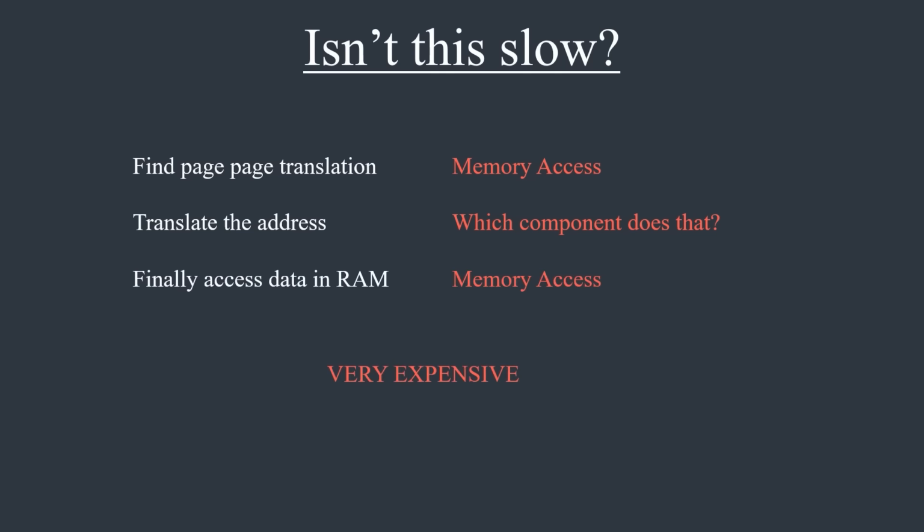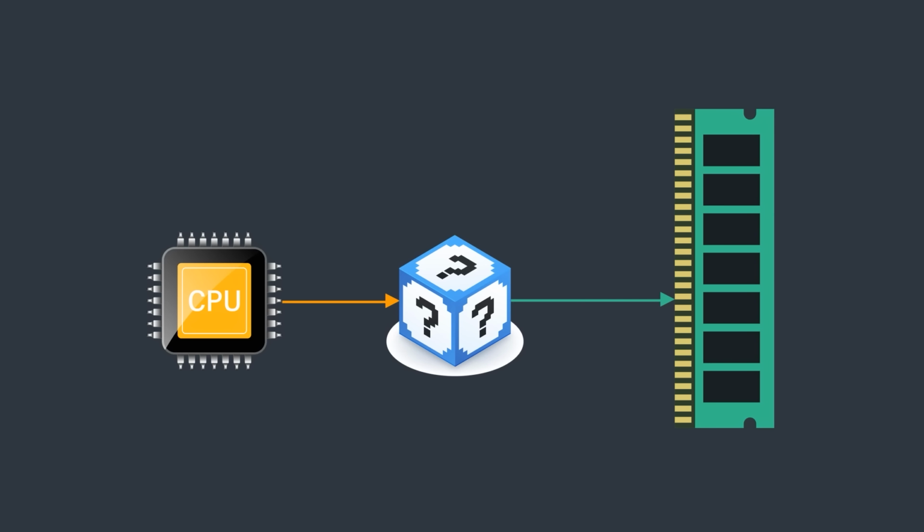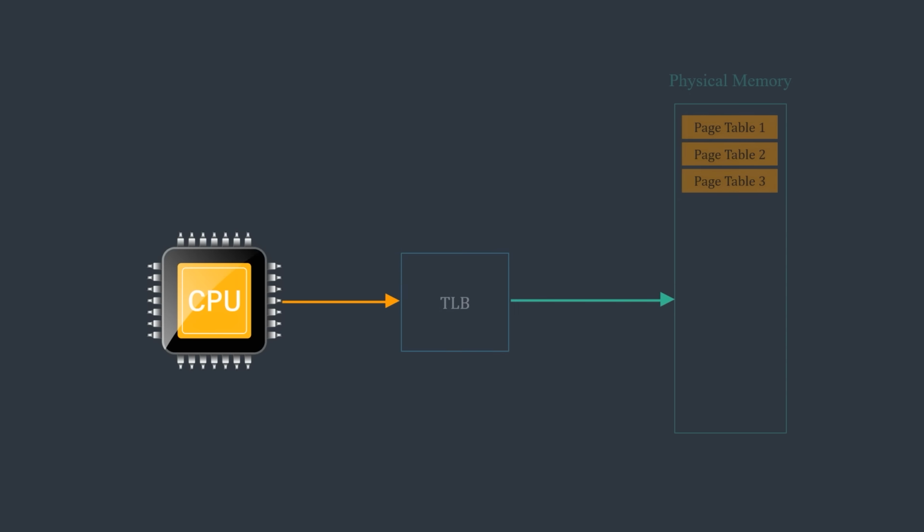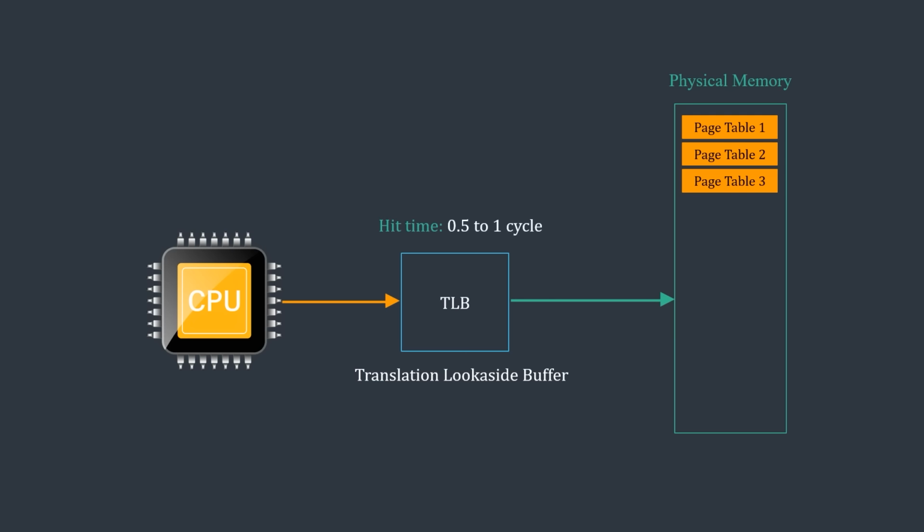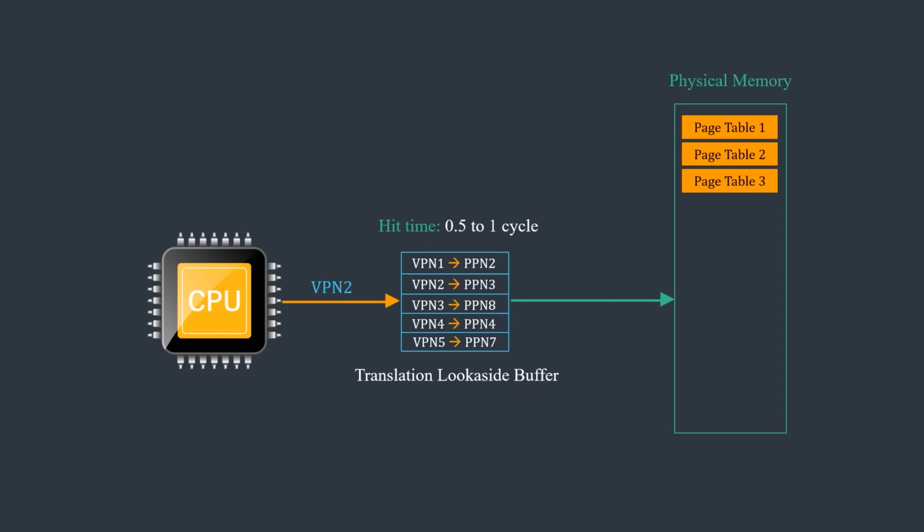We need a way to find the physical address very quickly. What we could do is add a special hardware component in the CPU that can cache translations from virtual to physical addresses. This component is called the Translation Lookaside Buffer, or TLB for short. This cache is very small, but very fast. When the CPU wants to translate the virtual address, it asks the TLB. If the translation is in the TLB, then it's very fast, usually less than a cycle. If not, then we need to load it from the page table into the TLB, which is slow.